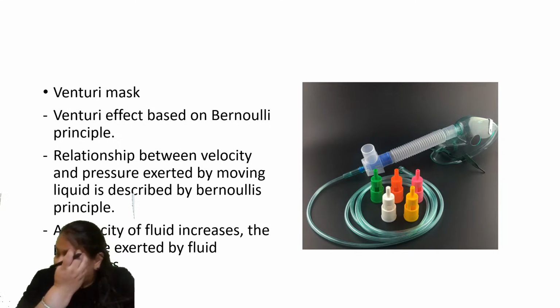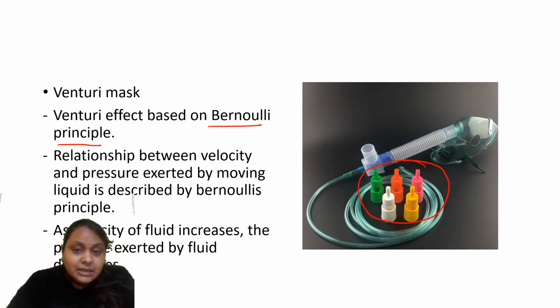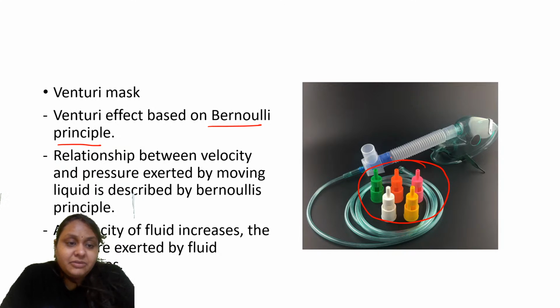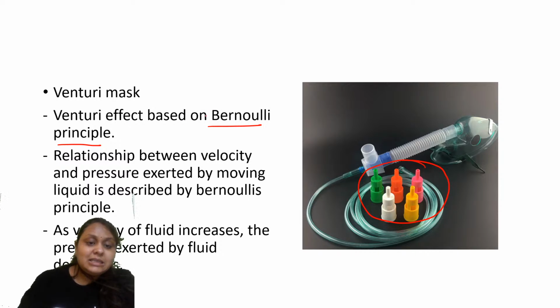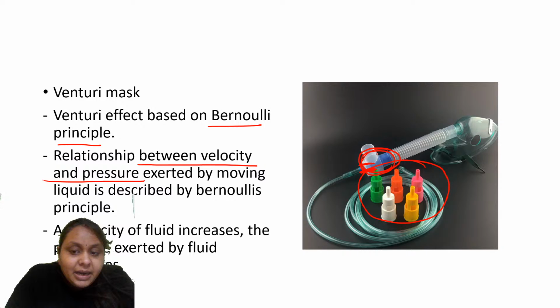What is a Venturi mask? It works on the Venturi effect, which is based on the Bernoulli principle, the relationship between the velocity and pressure exerted by a moving liquid. The color coding supplies different FiO2. Oxygen is supplied from here, and depending on the constriction, it supplies the velocity and the pressure. If the area is smaller, velocity increases, and if the area is larger, velocity decreases. Depending on the constriction, different FiO2 is delivered. So that is the Venturi mask.